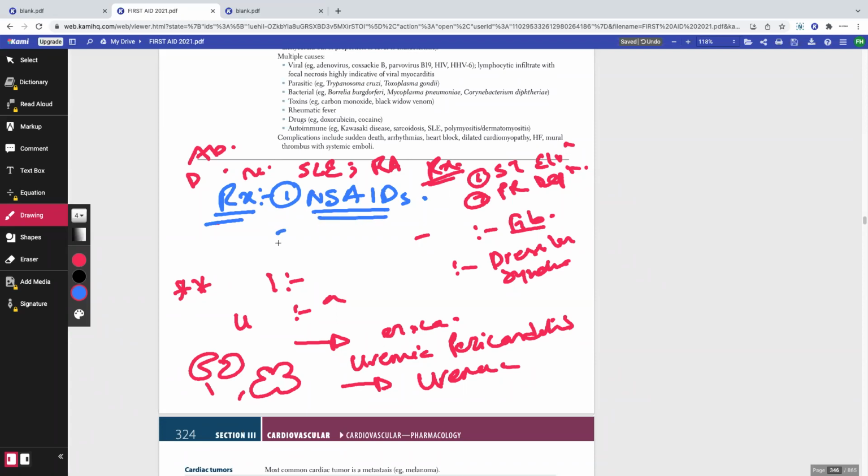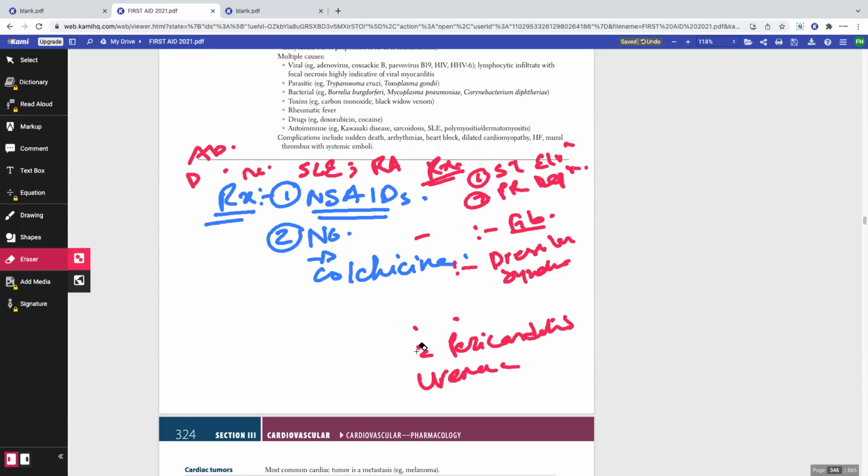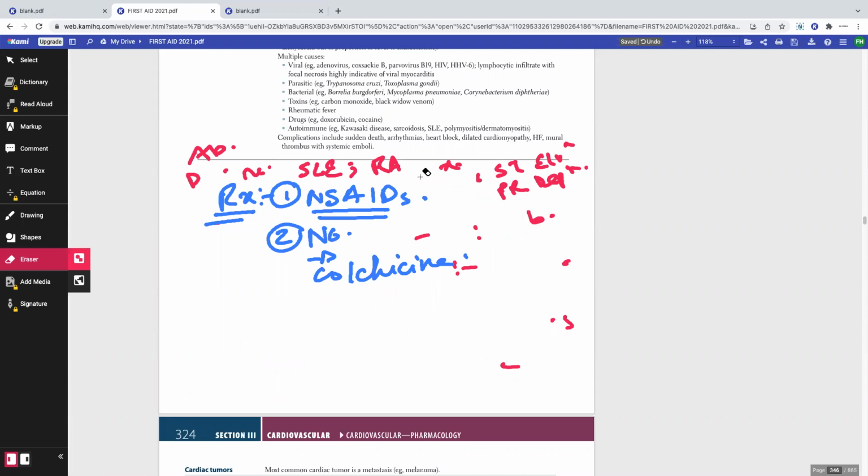But if someone has peptic ulcer or bronchial asthma, are you going to give them NSAIDs? The answer is no. In those patients, what drug will you choose? You will choose a drug called colchicine. What is the mechanism of action of colchicine? Colchicine is a drug that will prevent neutrophilic diapedesis, meaning neutrophilic movement. If it decreases neutrophilic movement, then can neutrophil go to the pericardium and cause inflammation? The answer is no. As a result, will the inflammation decrease? The answer is yes. Okay, are we clear? Yes or no?